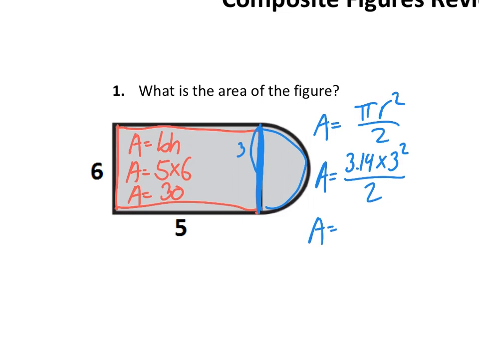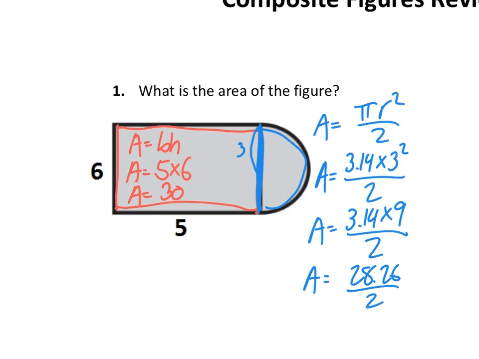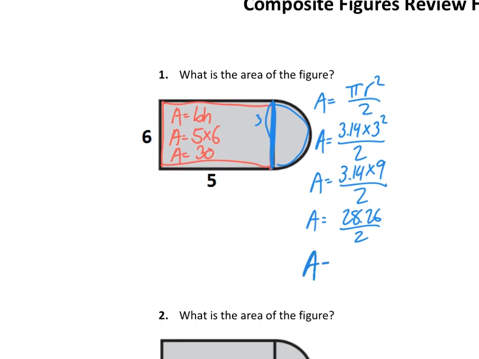So I'm going to start simplifying. I have 3.14 times 3 squared, which is 9, divided by 2. So now I'm going to do 3.14 times 9, and I get 28.26, and I still have to divide by 2. And finally, I'm going to do that 28.26 divided by 2, and I get 14.13. Because I need a total area, I need to combine my 30 and my 14.13. When I add these two together, I get a total area of 44.13.